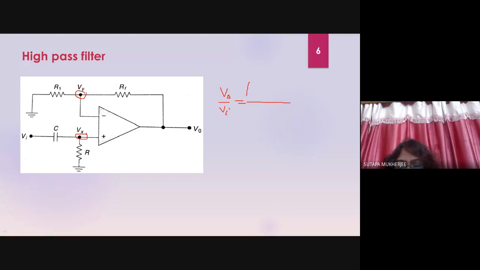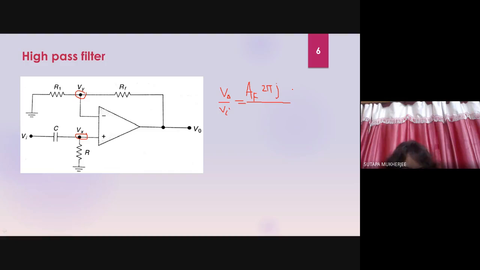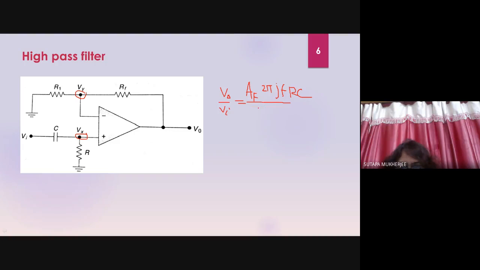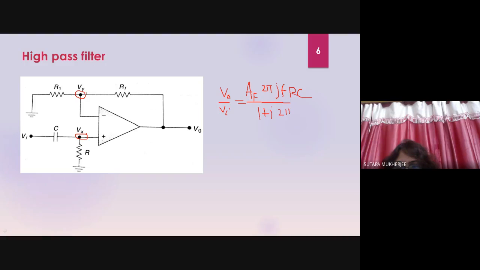This is the answer. Good. Well, what is V0 by Vi? AF, what Naina had said, AF into 2 pi, Naina bolo 2 pi F RC divided by 1 plus J. Complete করো, J 2 pi F into RC divided by 1 plus J 2 pi F R into C. Each and everybody has got this equation?